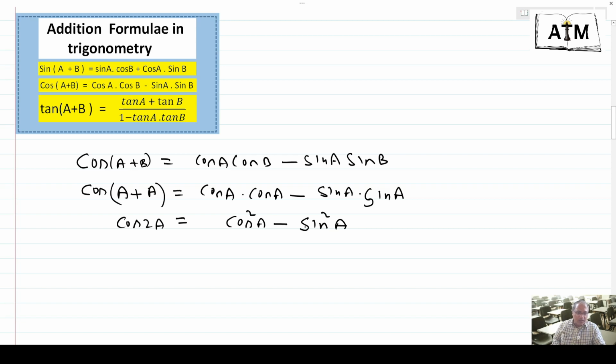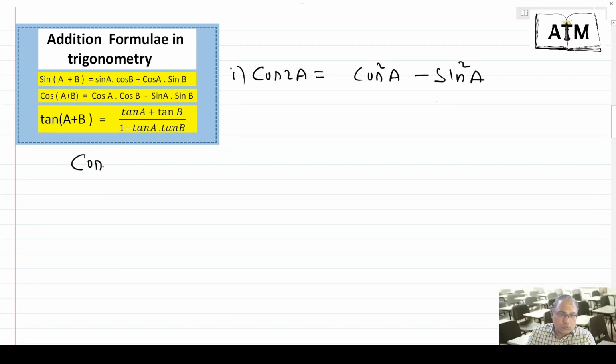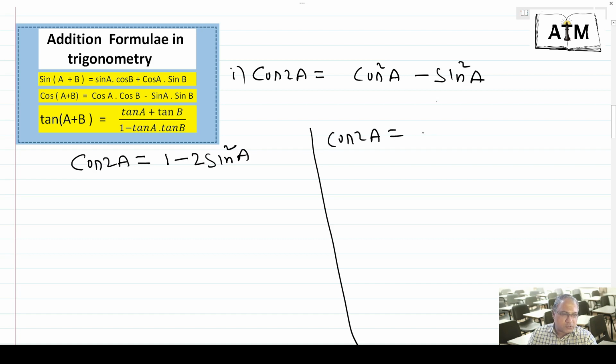This is the first formula, and this formula of cos 2a can be modified in two different forms. The main formula is cos square a minus sin square a. Now this main formula can be converted into two more formulae. We can call them modified formulae. So cos 2a has two modified formulae. What are those? The first formula is 1 minus 2 sin square a, and the other formula is cos 2a equals 2 cos square a minus 1.